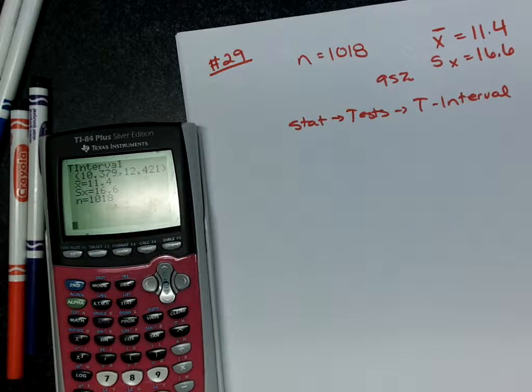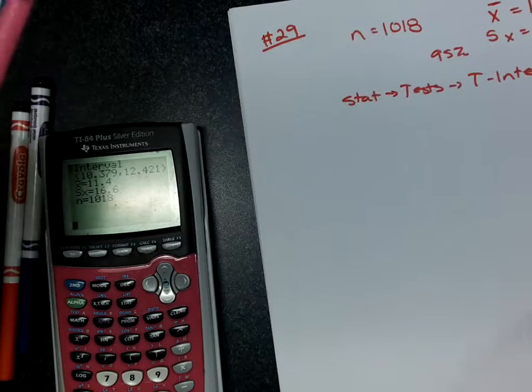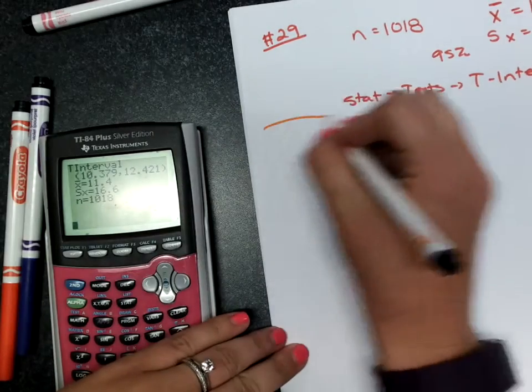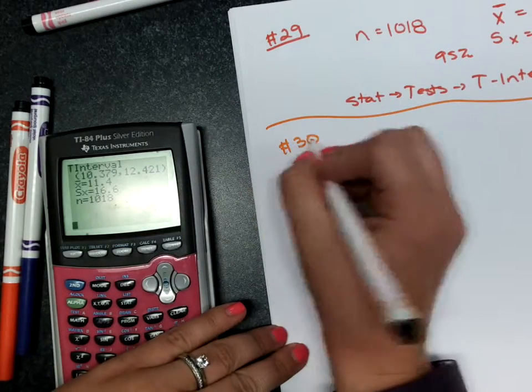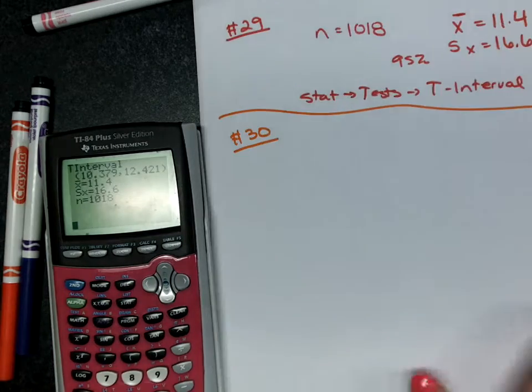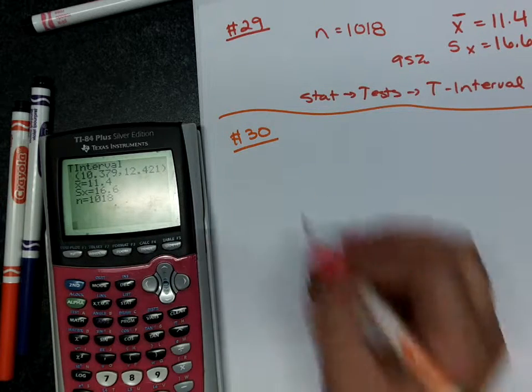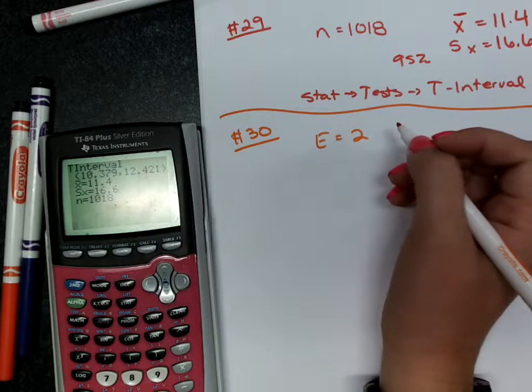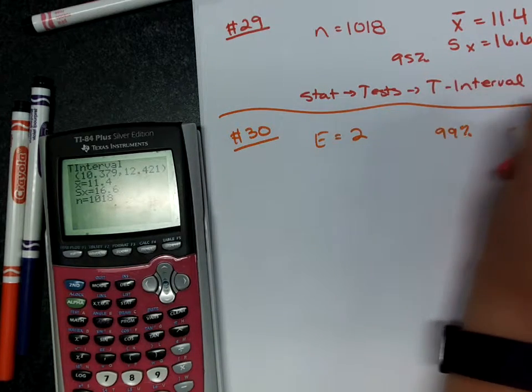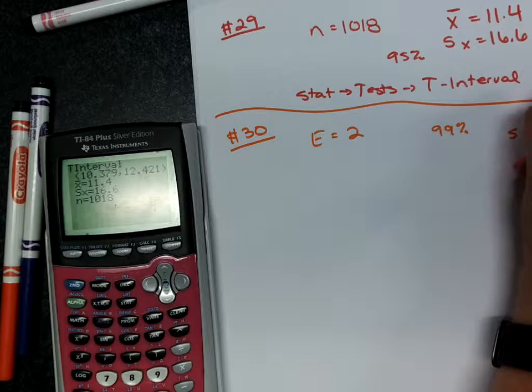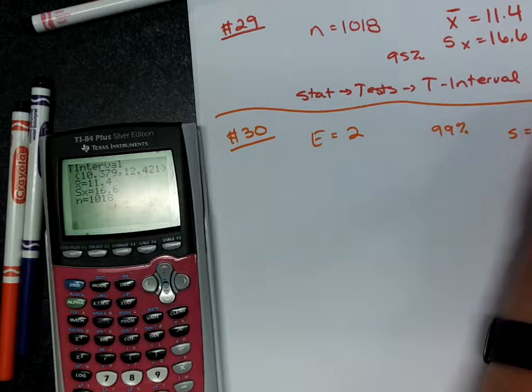All right, next question. Number 30. Let me pull it up. All right, this is where we're going to find sample size. Doctor wants to estimate the cholesterol. How many subjects are needed to estimate the mean within 2 points, with 99% confidence, assuming that the previous standard deviation was 18.3.